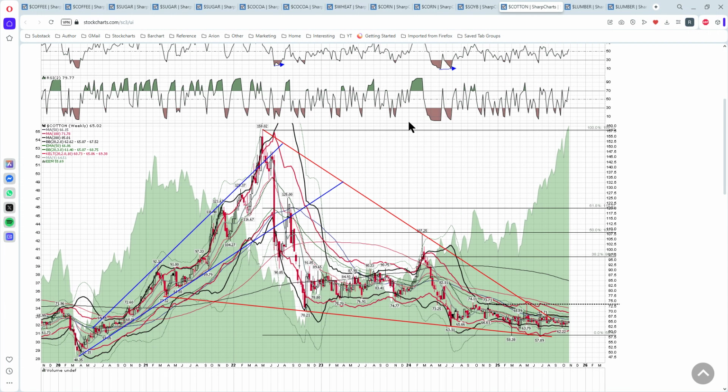All right, looking at cotton. Cotton, we've got a potential level bottom here, waiting to see which way this breaks, but it needs to get back over the weekly middle band, which has been testing for months, since early summer.